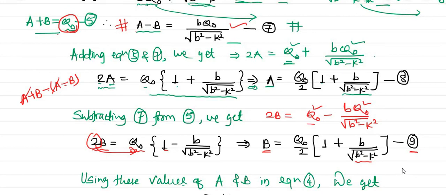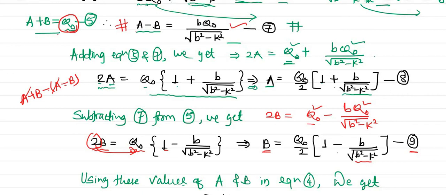Yes, we have made one simple mistake here: not plus, here it is minus. Let us vanish this. Sorry, here it is minus, because we subtracted equation 7 from 5. So in equation 8, the value of A, it is plus, but in equation 9, the value of B, it is minus.